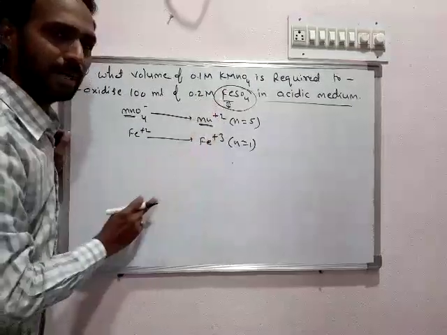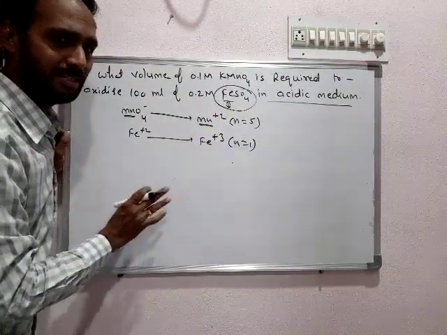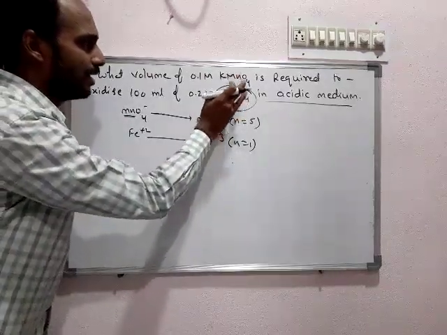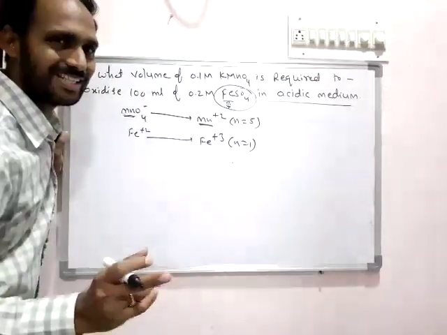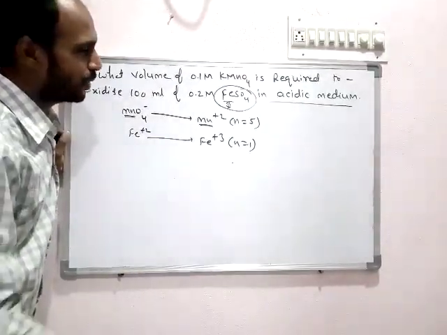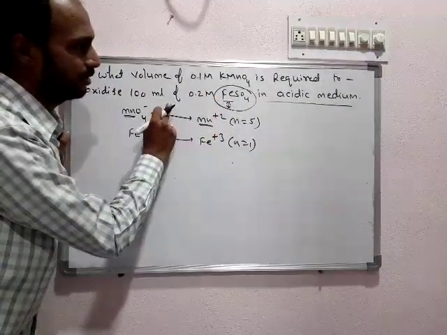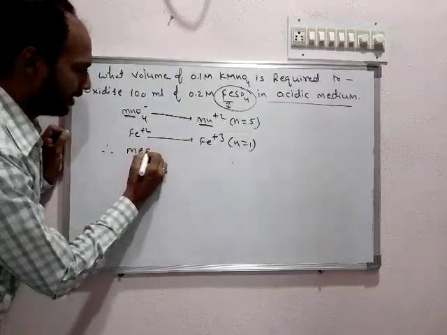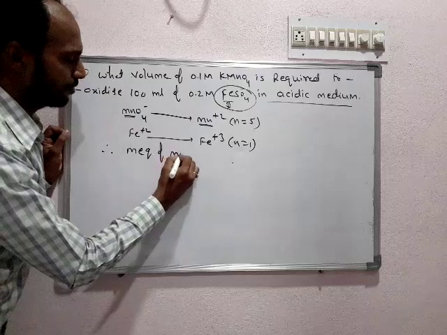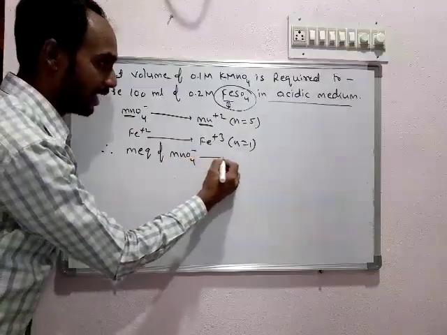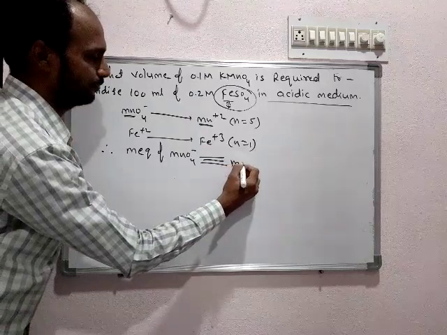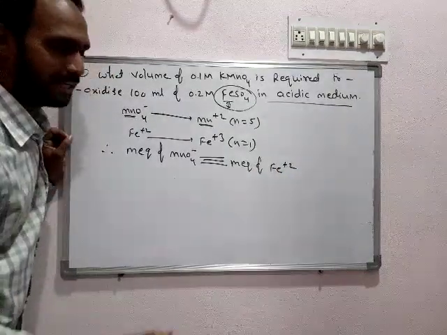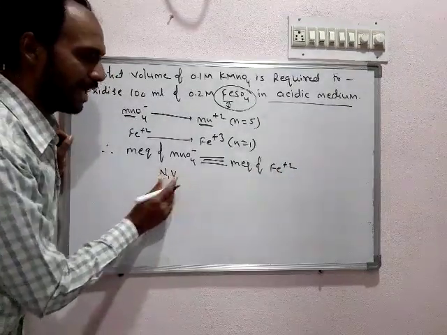So these two are reacted completely. Not only these two, for any two reactants which react completely, they are exactly equal in their milli equivalents. Then only a complete reaction takes place between them. So here the complete reaction takes place, so we can equalize their milli equivalents. Therefore the milli equivalents of the reacted part MnO4- are exactly equal to the milli equivalents of Fe+2. Milli equivalents means normality into volume in milliliters.